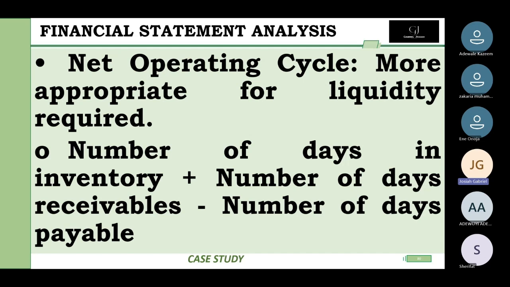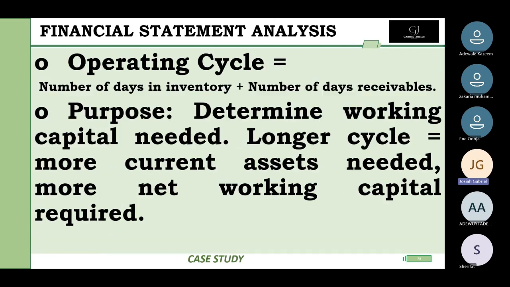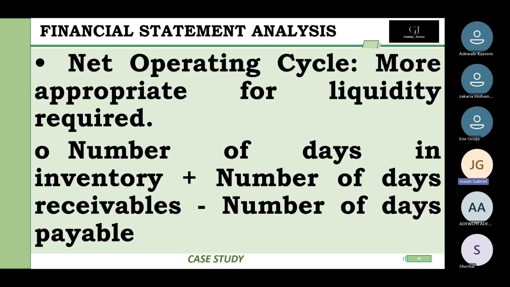So we have the more clearer picture, which is the net operating cycle that includes payables. This one is more appropriate for liquidity required because the number of days in inventory plus the number of days in receivables minus the number of days in payable is what gives us the net operating capital, which is a clearer picture different from the operating cycle, which just deals with the inventory and the receivables.